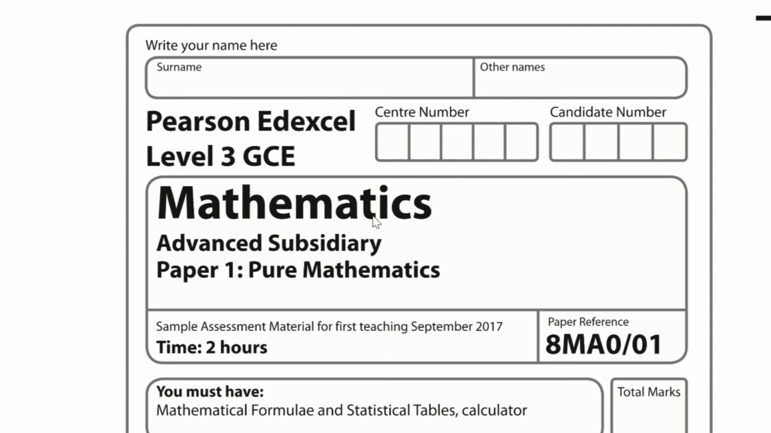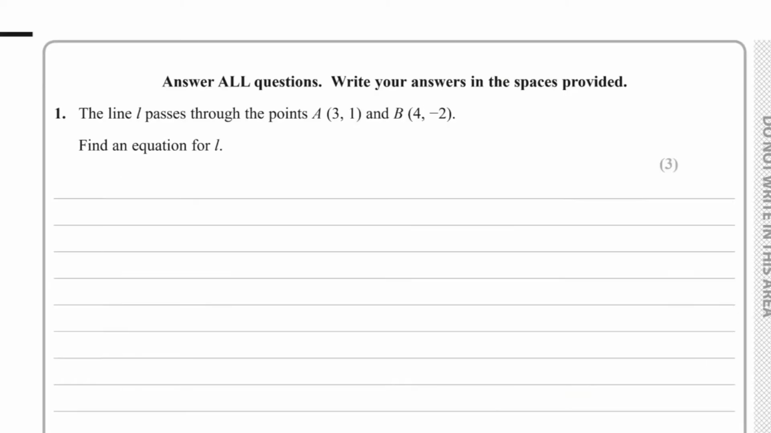This is the Edexcel AS Level Maths Paper 1 from the sample papers. Question number 1. The line L passes through the points A with coordinates 3, 1 and B with coordinates 4, -2. We have to work out an equation for L. Now before we do anything else, we need to find out the gradient.